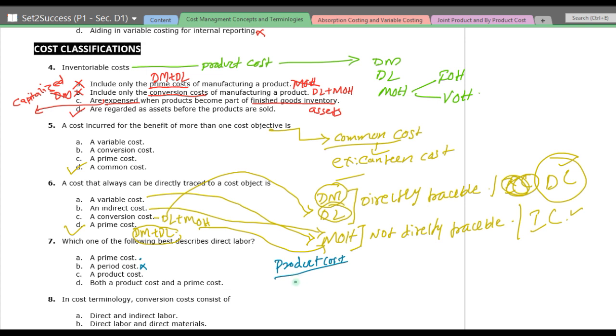Product cost includes direct material, direct labor, and manufacturing overhead. Prime cost includes direct material plus direct labor. Let us see whether it fits. They are asking for direct labor. So direct labor is a product cost, and direct labor is also a prime cost. So which one of the following best describes direct labor? Direct labor is both a product cost and a prime cost.